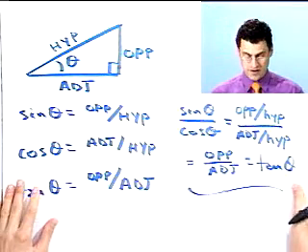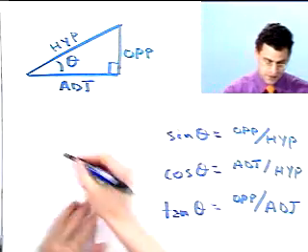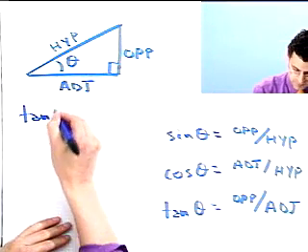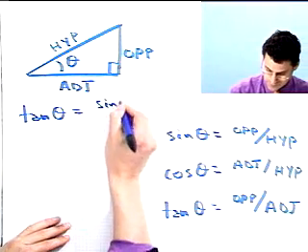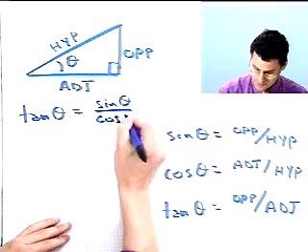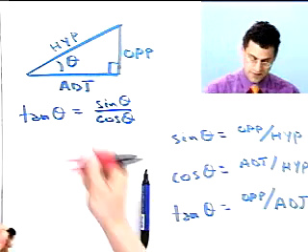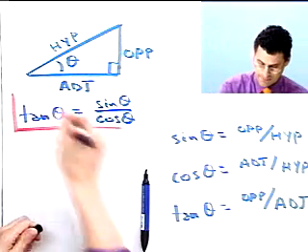Tangent equals sine over cosine. That's a really important one to remember, and not hard to verify for yourself. It's just a matter of thinking about the definitions, and you're on your way.